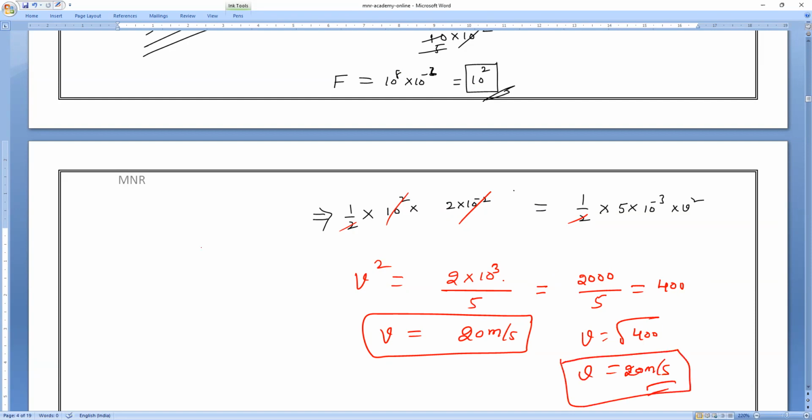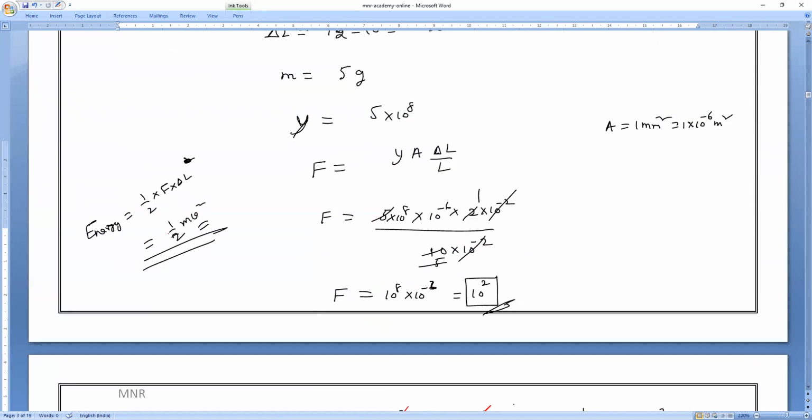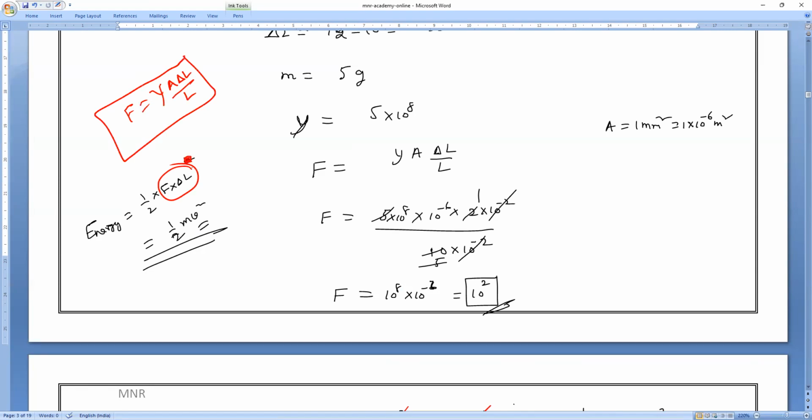So note that formula, all of you. We all know here F into delta L, because F means Young's modulus into A into delta L divided by L. You should not miss that. If you write delta L square, everything will collapse. That's why I'm insisting. Be very careful. If you know the formulas, we can always solve the numericals.